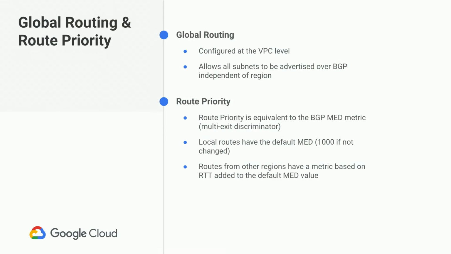So let's talk about global routing. We were talking about regional routing where the router only picks up regional subnets. The other option to configure in your VPC is global routing. And just to mention again, you set this at the VPC level, but this is actually how the cloud routers themselves will operate within that VPC.